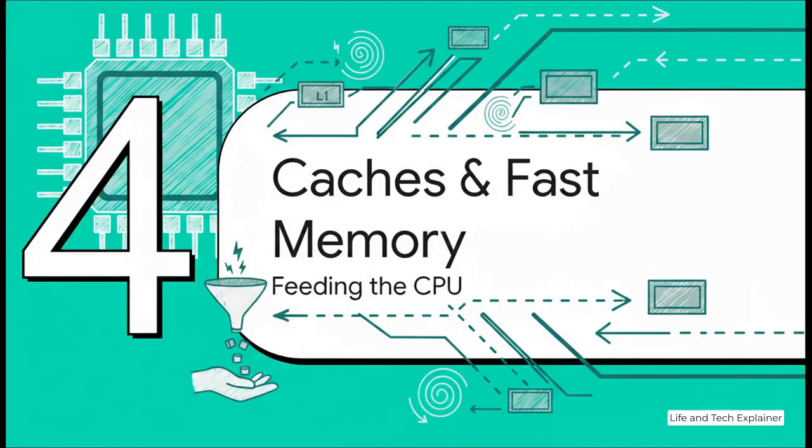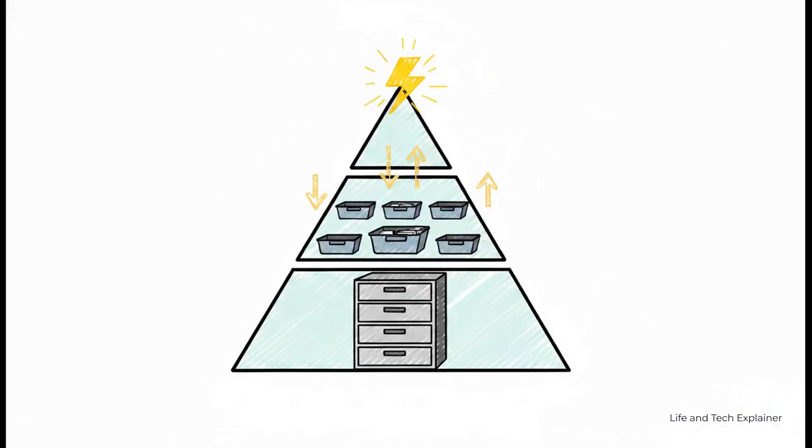Which leads us perfectly into section 4, caches and fast memory. This brings us to the ultimate logistical nightmare. If you have a processor moving at billions of cycles per second, how on earth do you feed it data without slowing it down? Well, you use a hierarchy of memory directly on the chip itself. At the very top, we've got CPU registers. These are tiny, ultra-fast storage locations holding just 16 to 64 bits. This is the data the CPU is working on right this exact nanosecond.